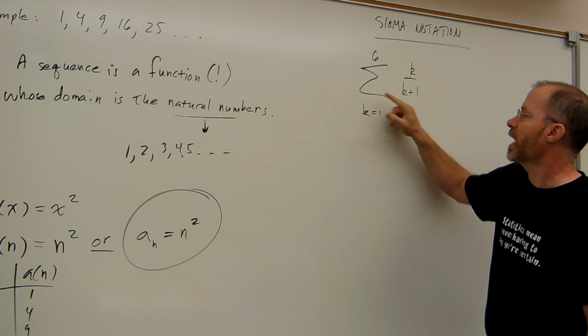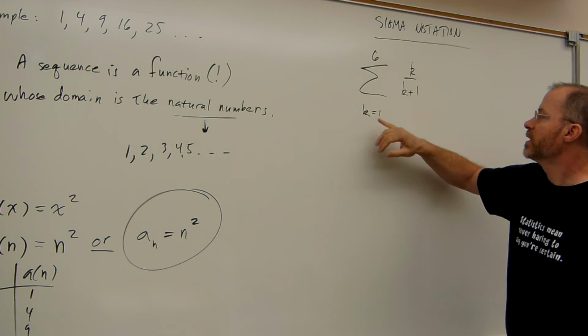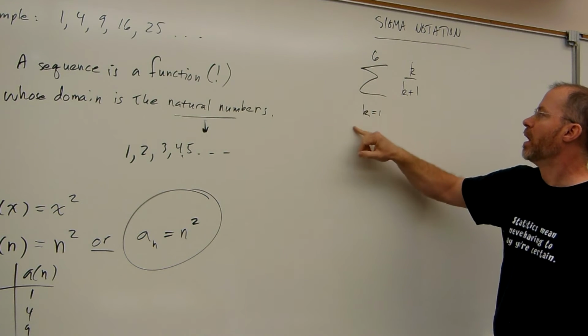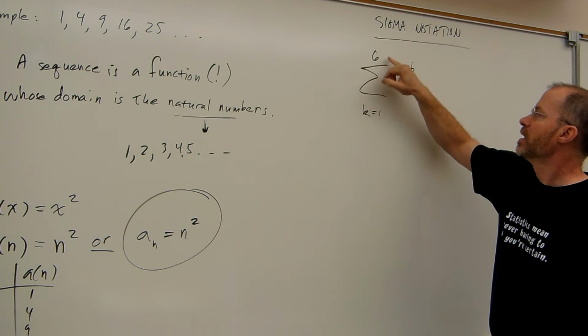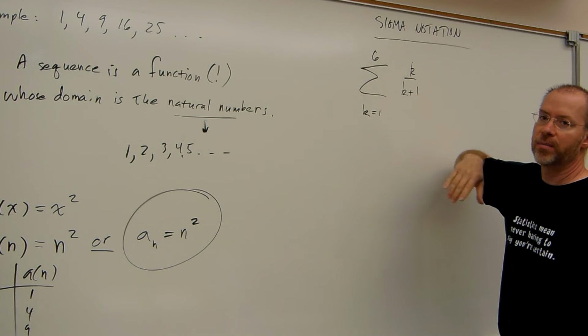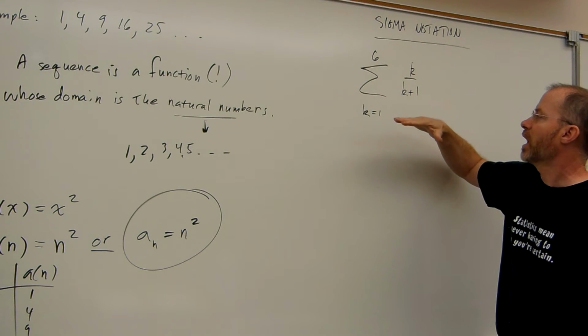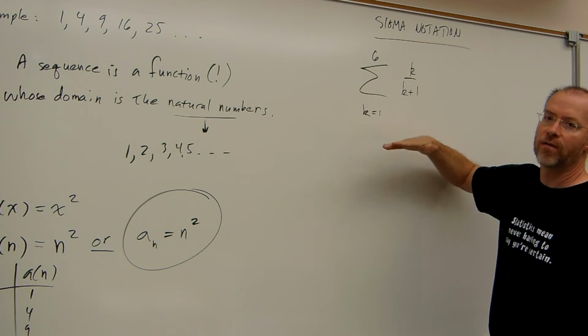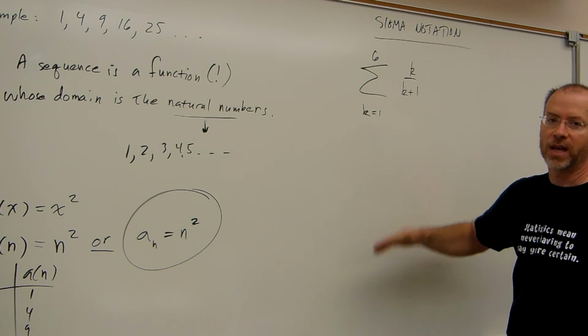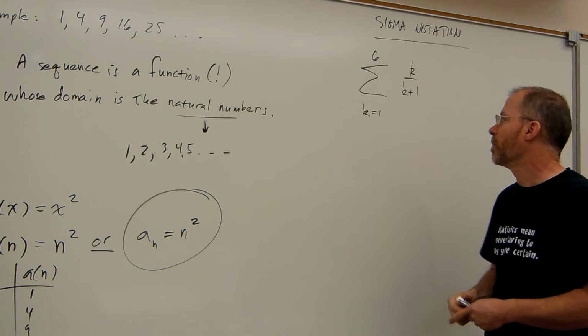When you see this, it means add up a bunch of things. This tells you where to start, k equals 1. This tells you where to end, k equals 6. So there are going to be 6 terms here. We're going to do it for k equal 1, 2, 3, 4, 5, and 6. We'll stop there and add them all up.